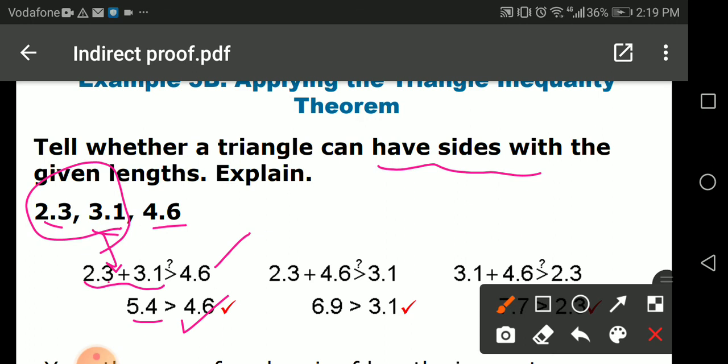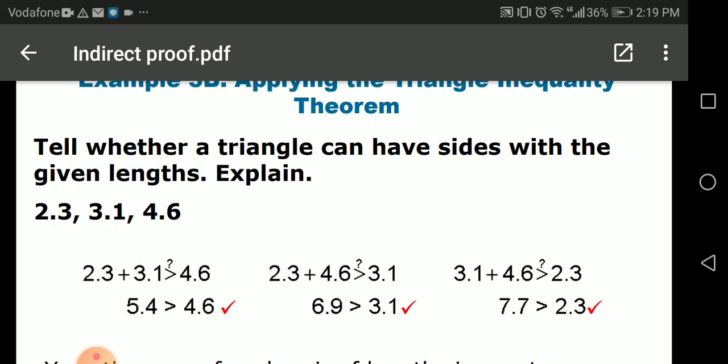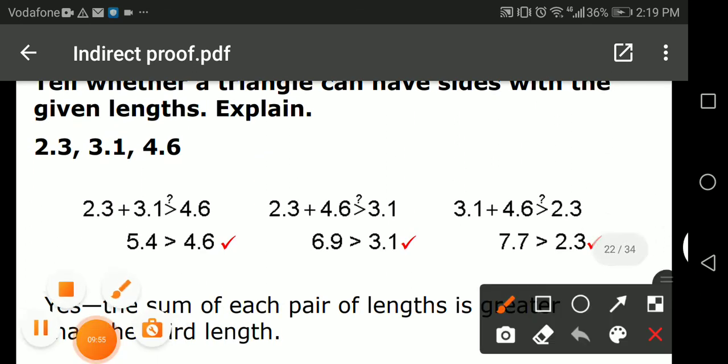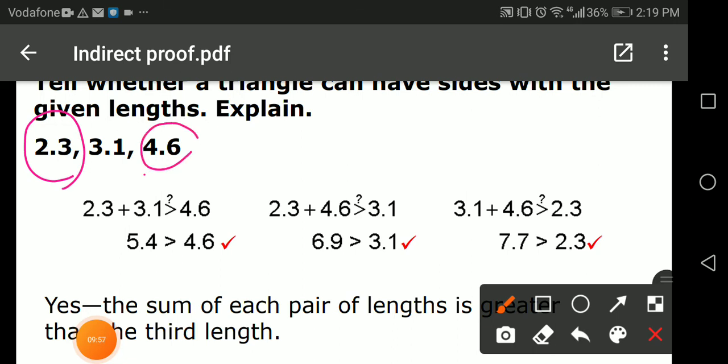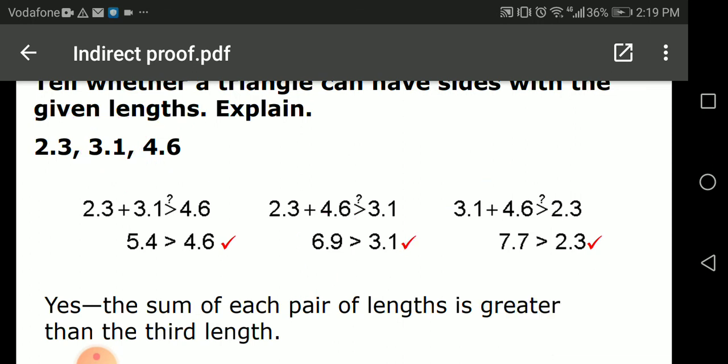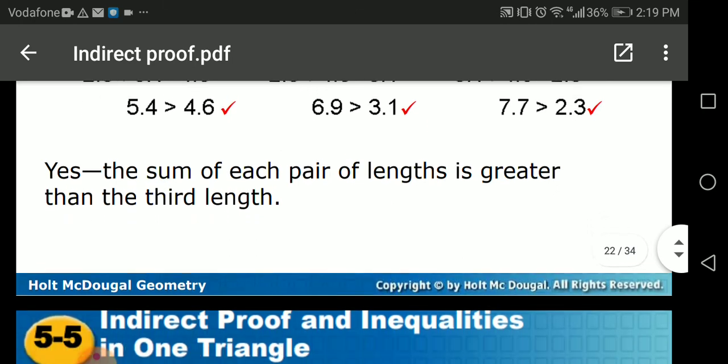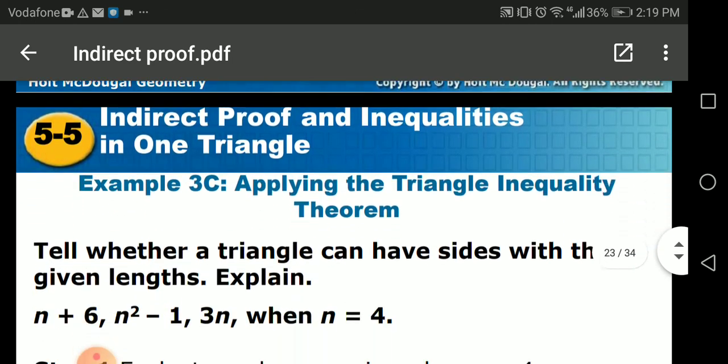What about the other pair? I took 2.3 and 4.6. The sum of them is greater than the third one. What if I took 3.1 plus 4.6? Also greater than 2.3, so it can be a triangle. Yes, the sum of each pair of the lengths is greater than the third length.